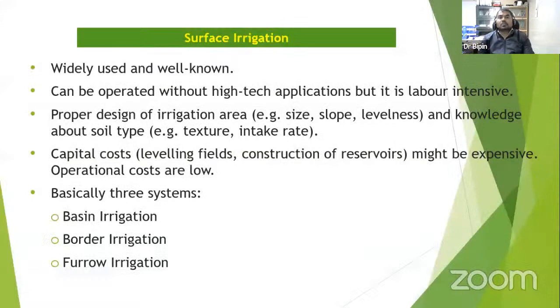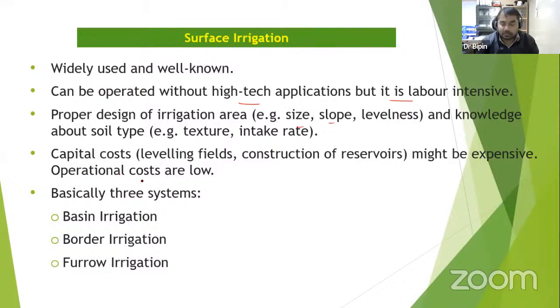And now there are some well-known methods. Surface irrigation is the most well-known and widely used, and it can be practiced without high technology, but it is labor intensive. So far, India is following surface irrigation. Most of the area, 60, 70, or 80%, follows surface irrigation. Very little has changed even after the green revolution, which happened about 40 years ago. But still we are following surface irrigation, and this needs proper design, like slope and level.